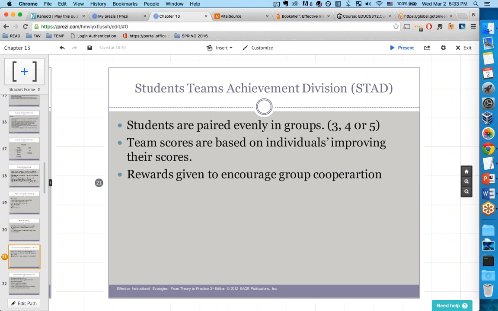What is students' team achievement division? So in this type of cooperative learning, students are paired evenly in groups of 3, 4, or 5. Team scores are based on individuals improving their scores. It's a very competitive environment. Rewards are given to encourage group cooperation. So there's a competitive environment here, and the teams compete with each other.